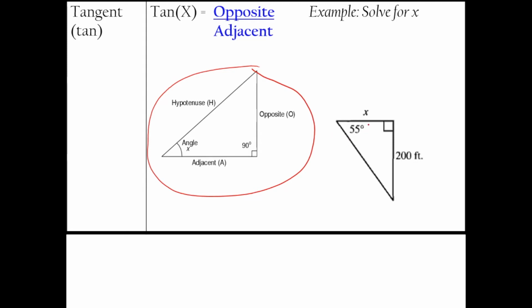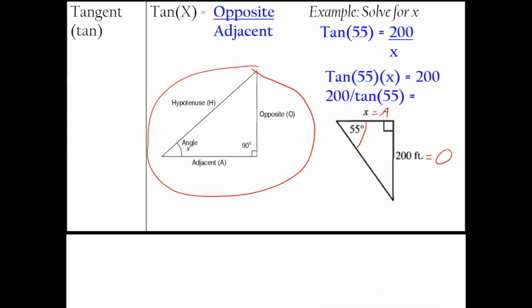So here we have a triangle with an angle of 55 degrees. We also have an opposite side that is 200 feet and an adjacent side that is unknown. So we're going to end up using the tangent function. We find out that tangent of our angle, which is 55 degrees, is equal to the opposite, in this case 200, over the adjacent, in this case just x.